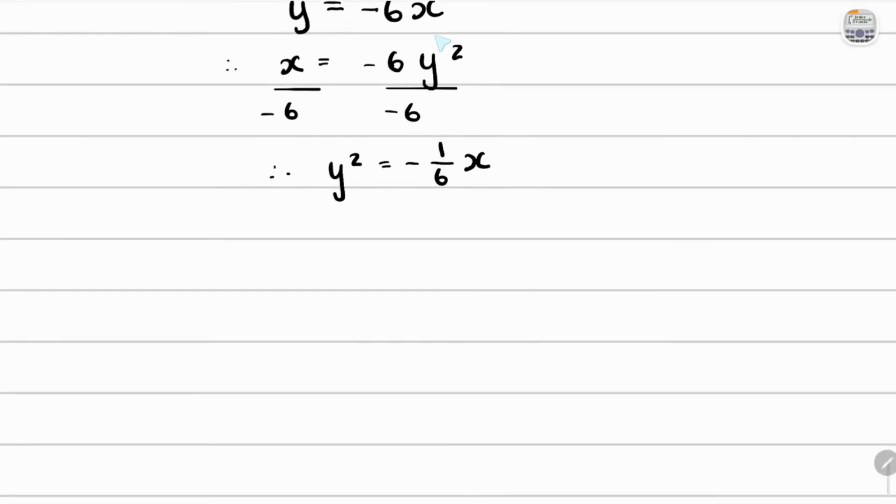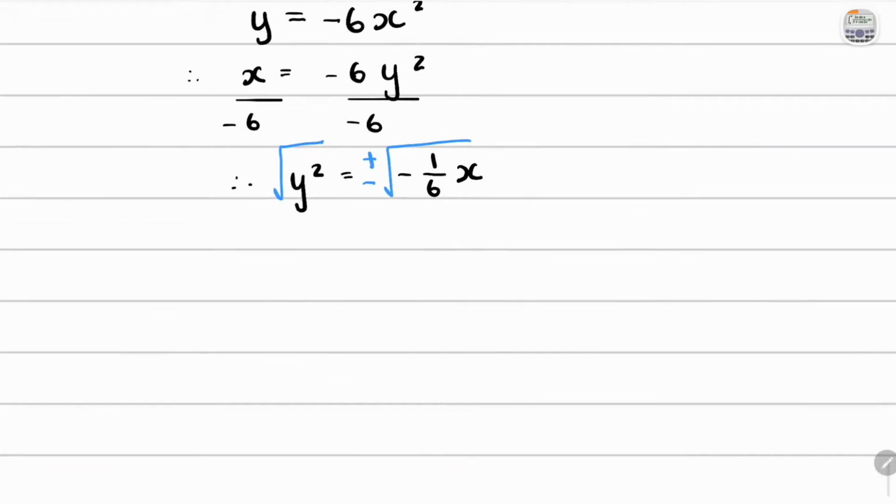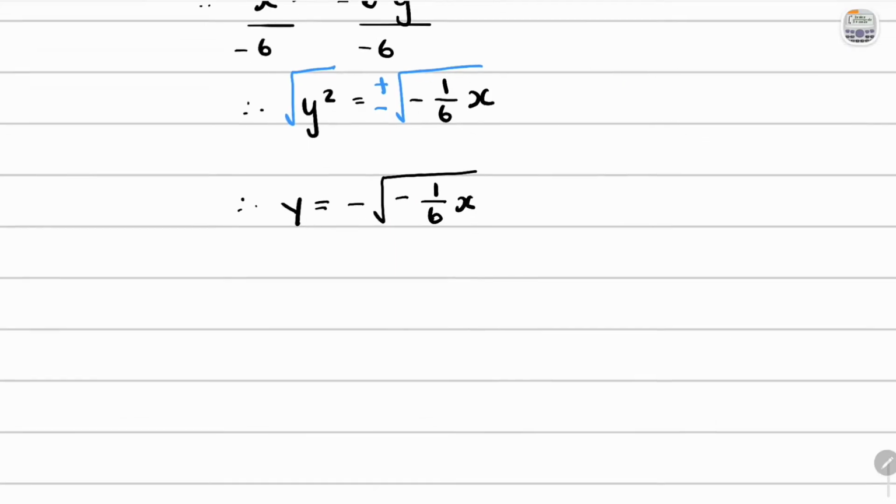And now to get rid of the squared, we would square root both sides. But you have to keep in mind that this is an equation, so when you square root both sides, you need to consider the positive and negative solution. And this is where we need to decide. Do you see that they say the y values need to be negative? They need to be less than or equal to 0. So we're simply going to say y is equal to, and we won't take the positive solutions, we'll take the negative ones. That will be negative square root of negative 1 over 6x. Okay, and that will be our answer.